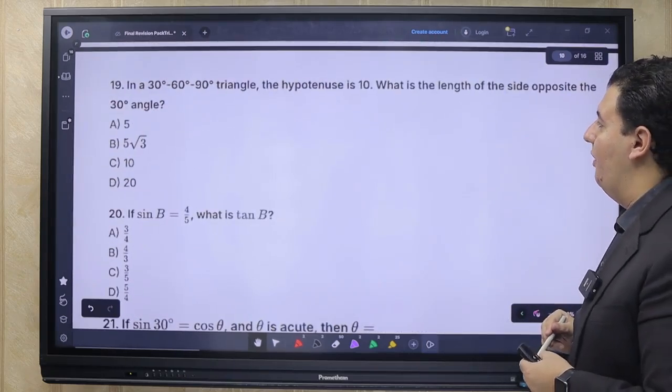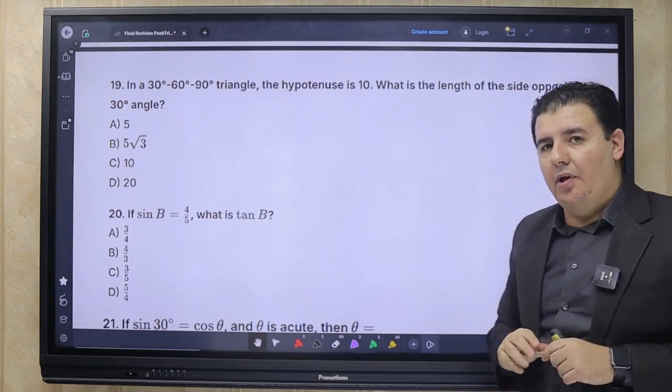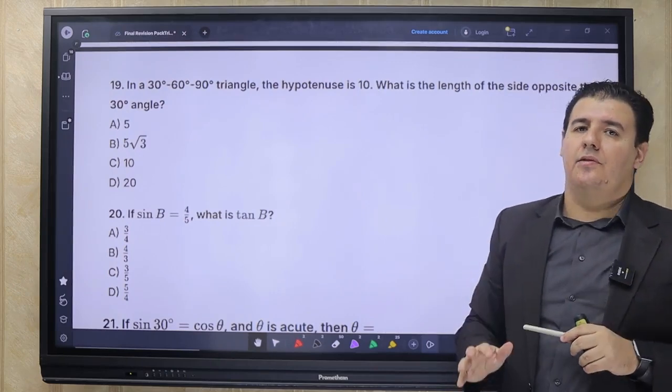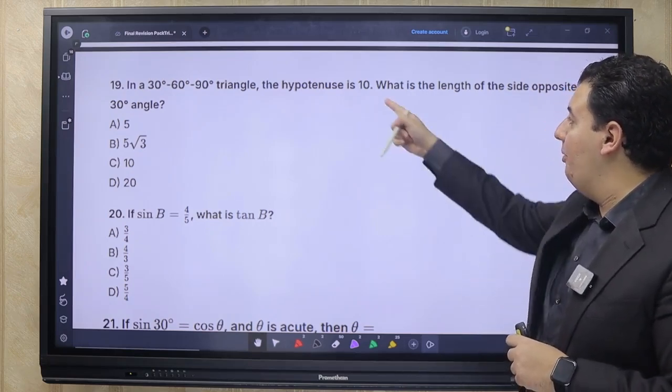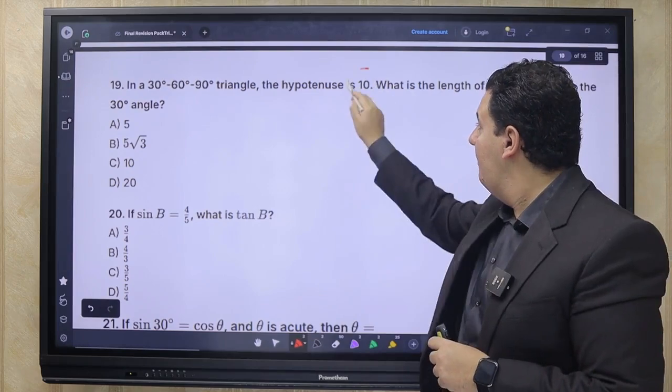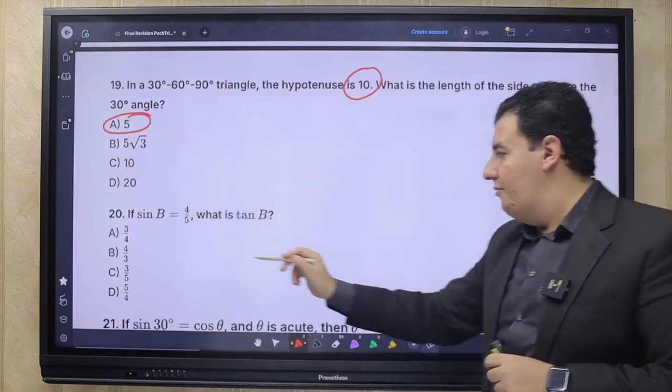19. In the 30, 60, 90 triangle, what is the length of the side opposite to the angle 30? Direct question. The side which is opposite to the angle 30 is equal to half the hypotenuse. Hypotenuse here equals 10, so half of 10 equals 5.